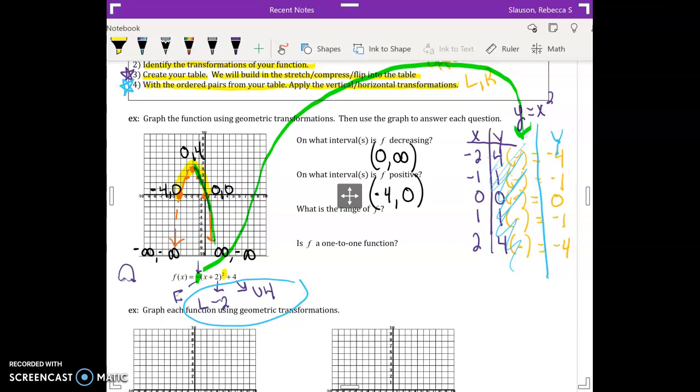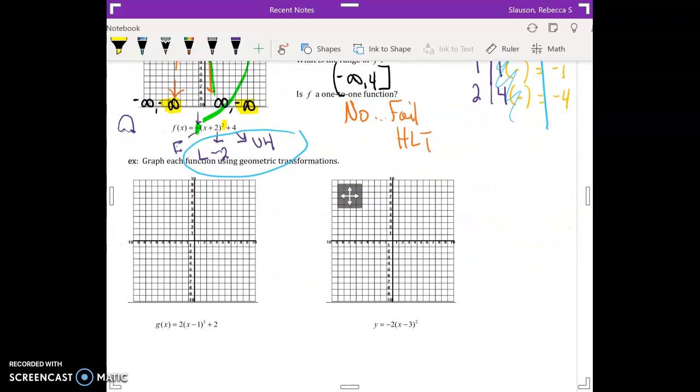And then I want the range, so I'm using my scan now. I'm scanning the y, so I want to start at the bottom, and when I do that, I get, this is my smallest y, and then scan to the top, and then the 4 is my biggest y. So I'll go from -infinity to 4. And is it 1-to-1? No. A parabola or a quadratic will never be 1-to-1. It will always fail the HLT.